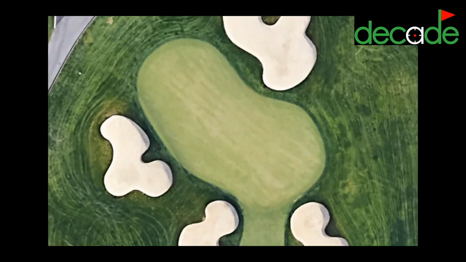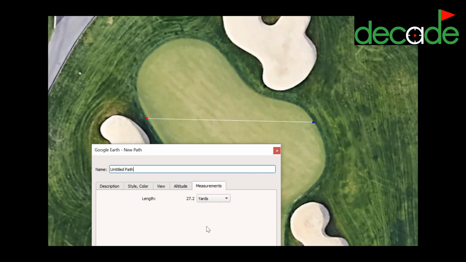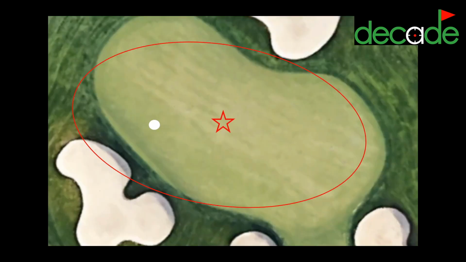The overhead of the hole that we're looking at here is number 18 at Muirfield Village, and in Google Earth I can draw a line, and then I can bring this in right here to show you that line is 27 yards wide. That is basically the exact width of Aaron Wise's shot pattern in practice. So what I'm trying to imply with this image is that here's the hole location, and here's the center of your shot pattern.